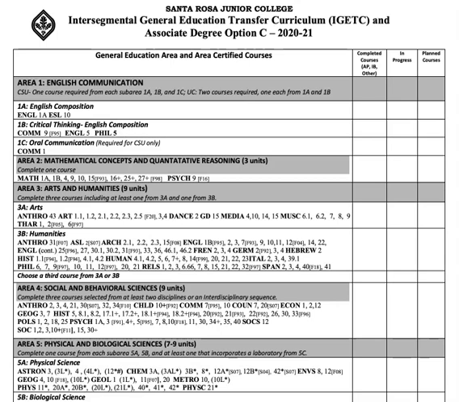Now, the IGETC is appropriate for students who are completing general ed, typically toward a UC and/or a CSU, and you can also use it as a way to complete your GE toward an associate's degree. So let me go through each of the areas, starting with Area 1, English Communication. You're going to see 3 areas within Area 1, or sub-areas.